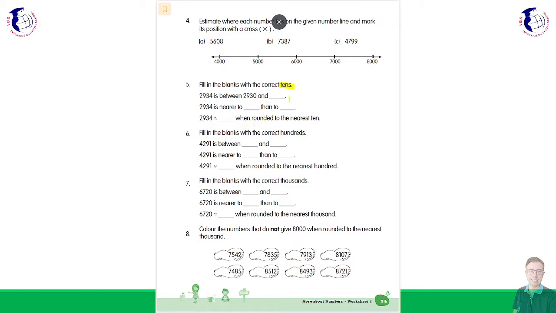So, again, it's going to be one of these 2 numbers. So whichever of the 2 it's closest to, write again here. Next one, similar to what we've just done, except we're doing to the nearest hundreds.